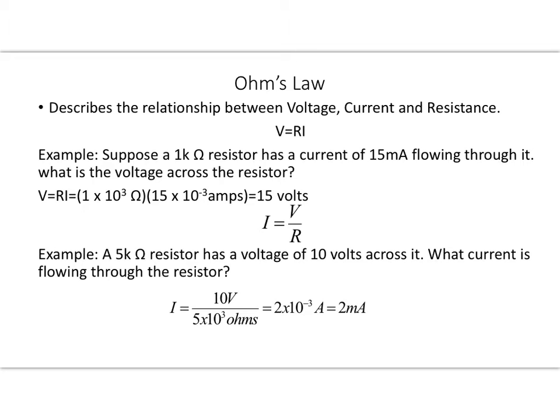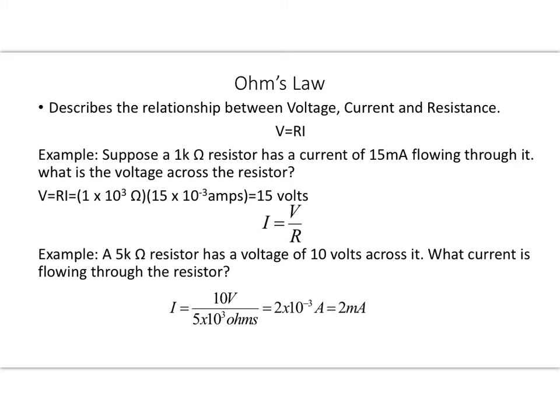A very important formula when dealing with any kind of electrical circuits or electronics is Ohm's law. And Ohm's law defines the relationship between the three quantities that we just spoke about: voltage, current, and resistance. So here is the basic formula. V is equal to R times I. And we'll go through a couple of real simple problems here.